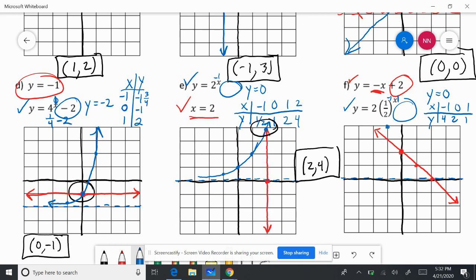So -1, 4; 0, 2; 1, 1. And this one is slightly different than the other ones. If you're looking closely, what you notice is that it doesn't just cross once, it crosses twice. So we actually have two answers in this case. We have 0, 2, and we have 1, 1.